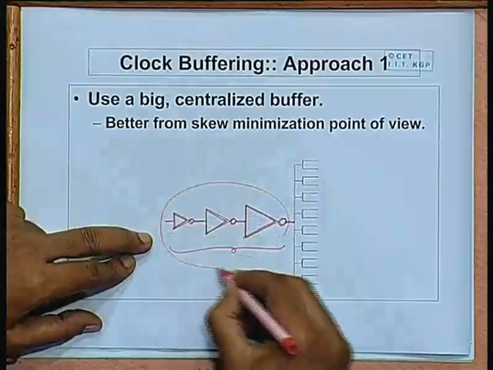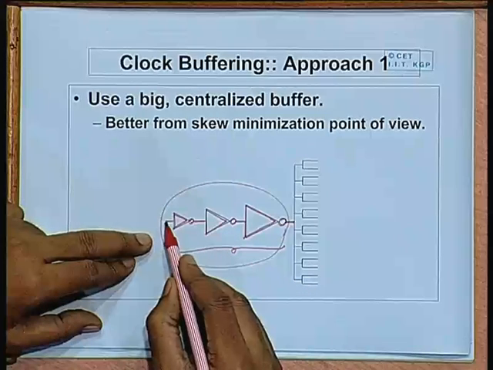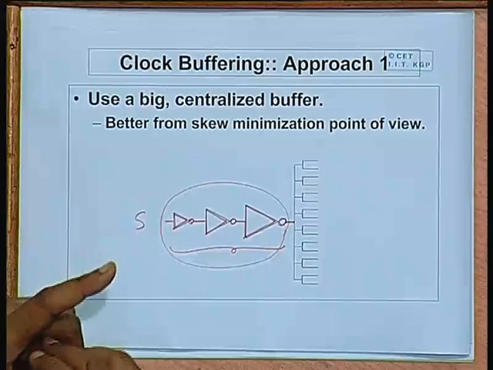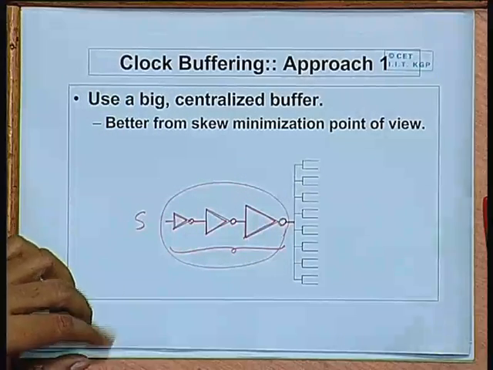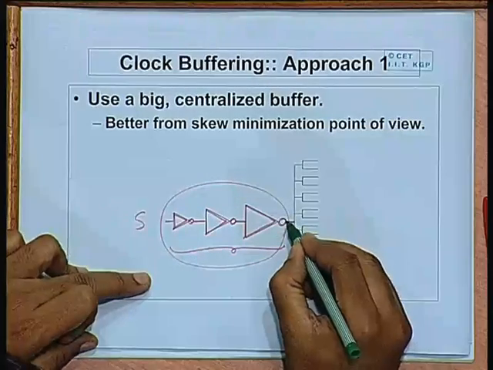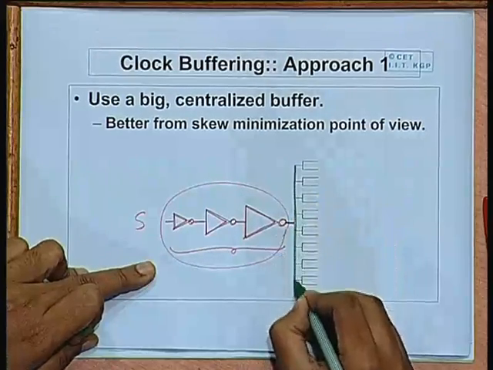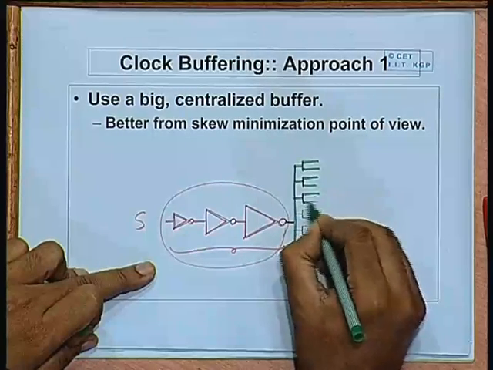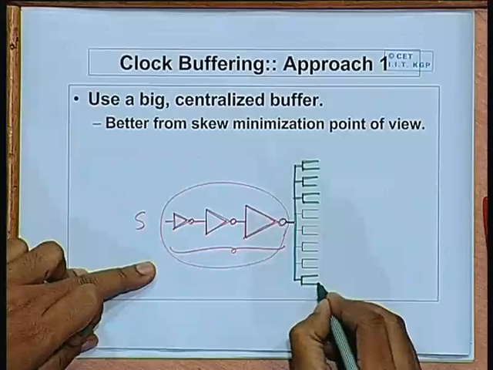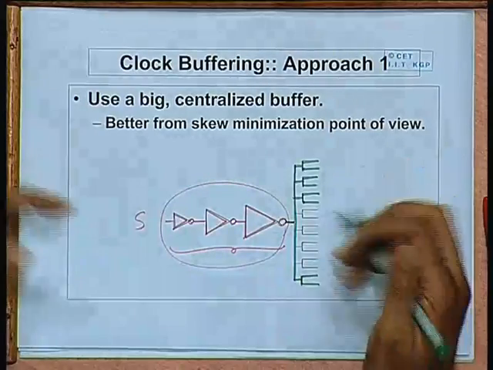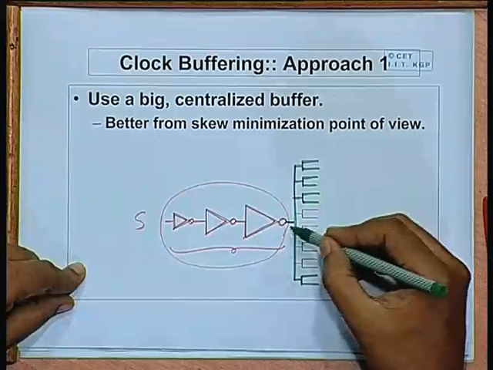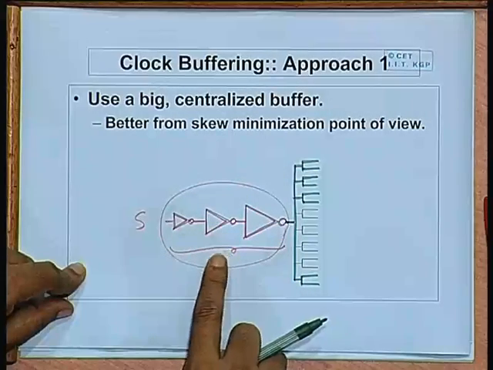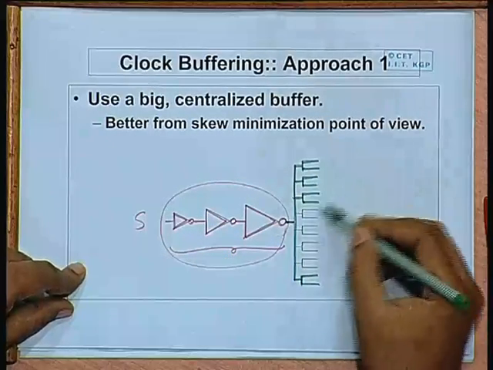This is a central buffer which is near the source of the clock. This is the source. Now, once you have generated this clock signal with sufficient driving strength through this buffer, you can distribute it in some kind of a tree network. Now, you must lay out this tree network in a suitable way, so that the distance of each segment of the tree up to the leaves is equal from this point. This is one approach. You use a big buffer and a passive interconnection network.